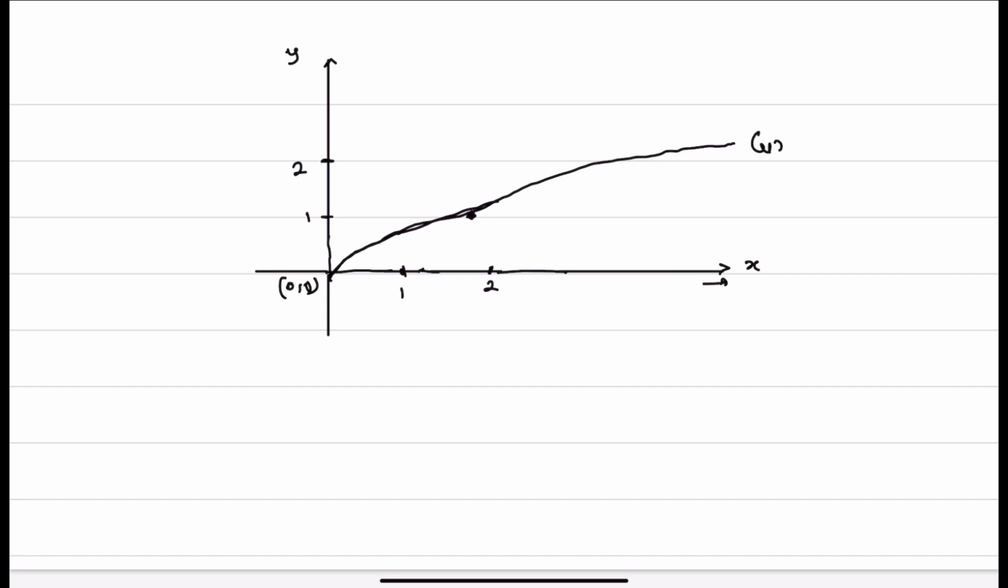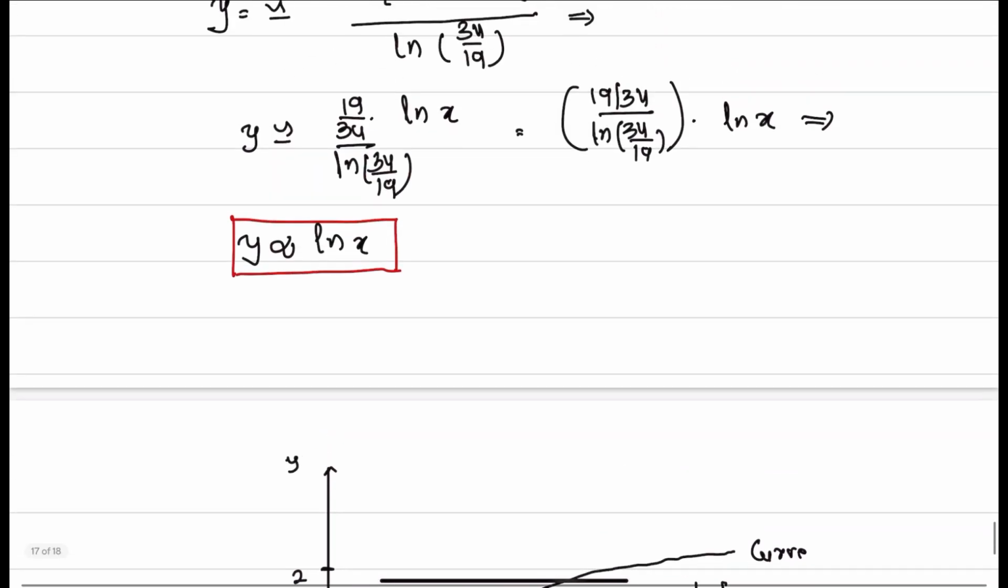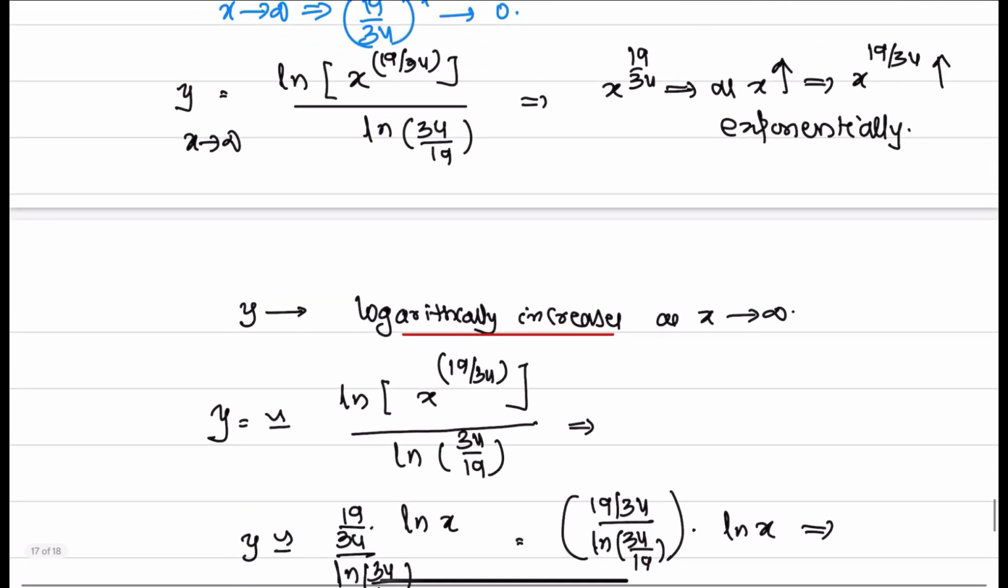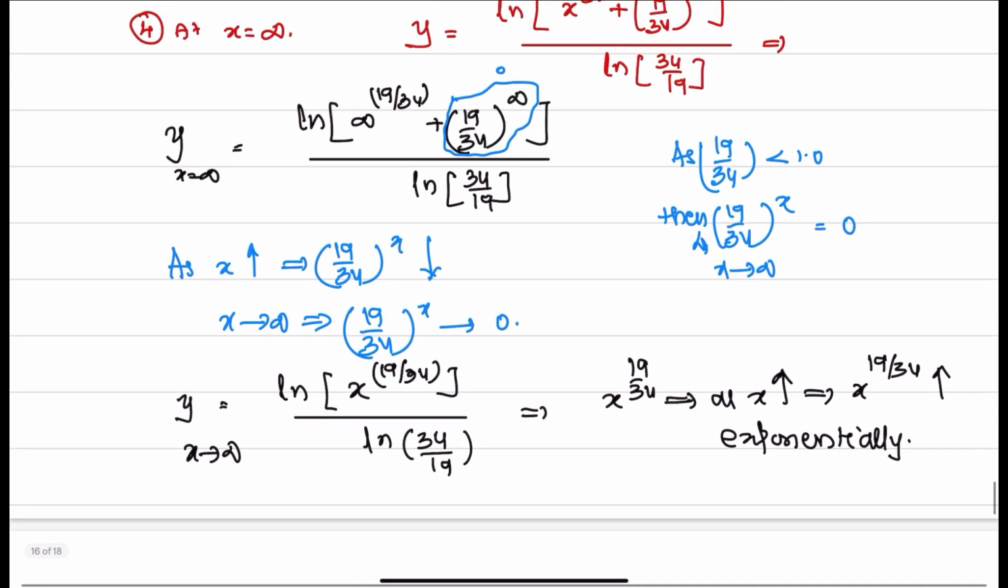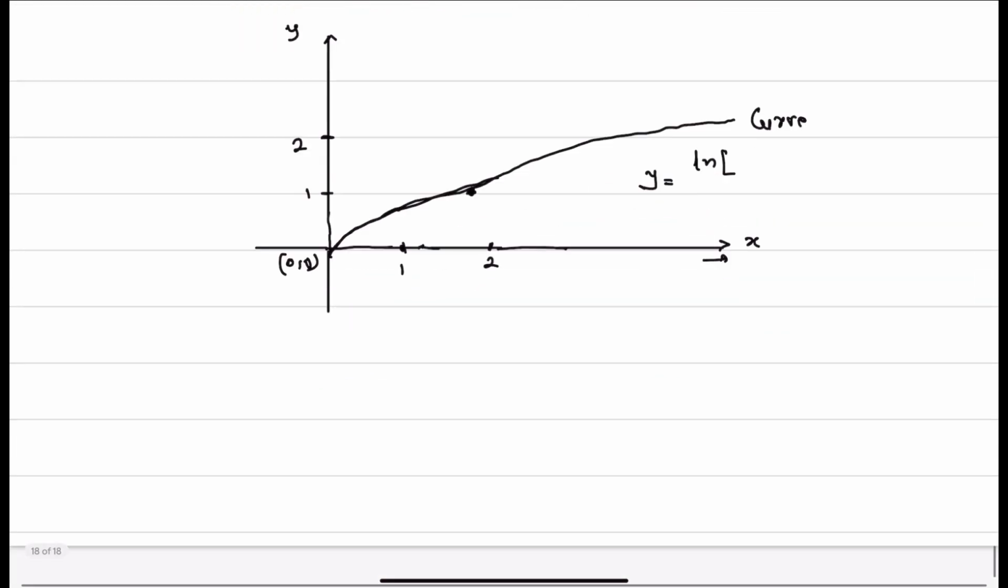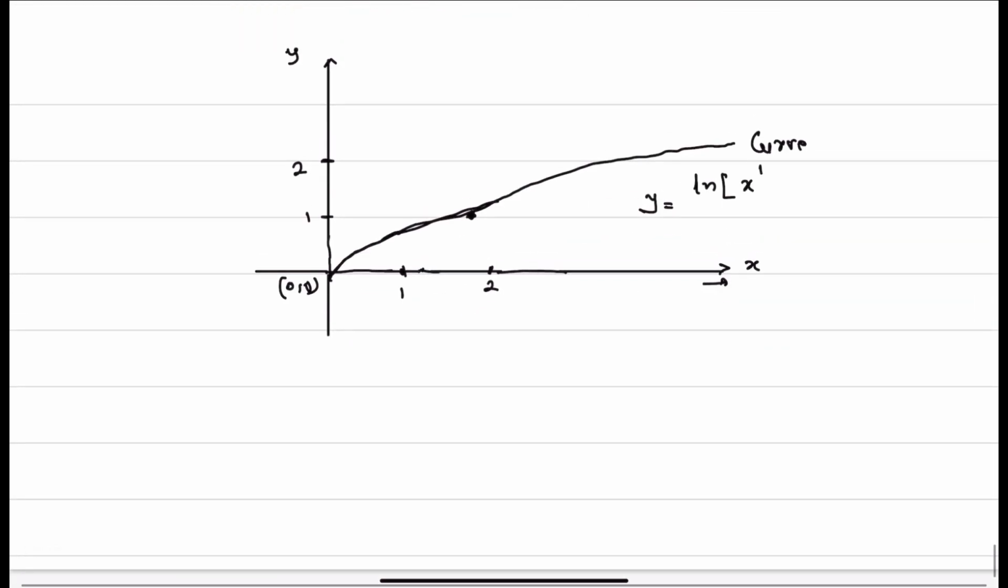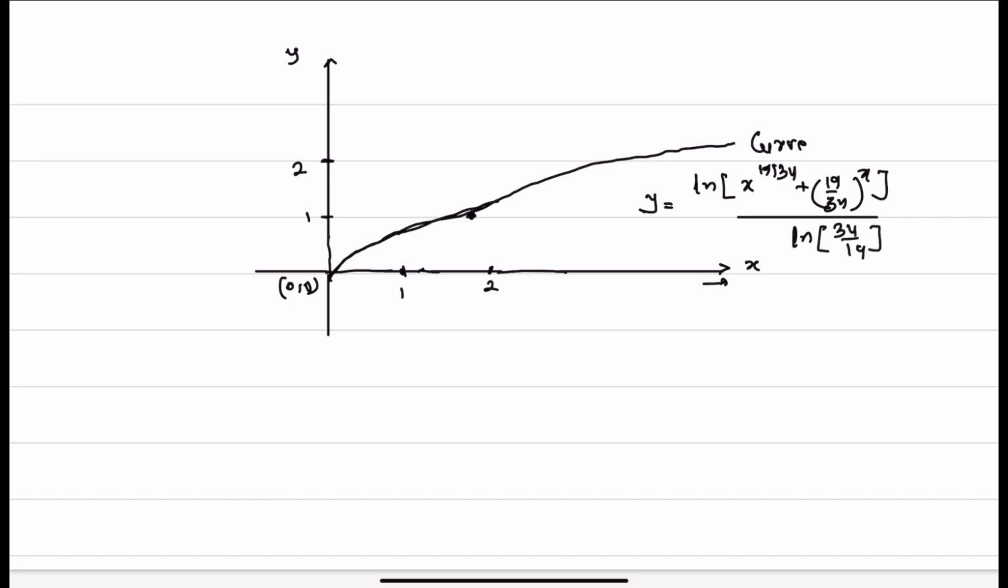This curve is y equal to ln x to the power of 19 by 34 plus 19 by 34 to the power of x, whole divided by ln 34 by 19. This is the shape of the curve. Final plot.